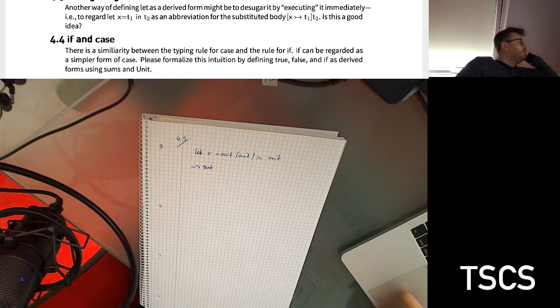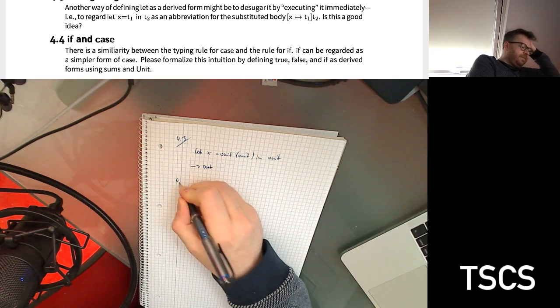Exercise number 4. If and case. There is a similarity between the typing rules for case and the typing rules for if. If can be regarded as a simpler form of case. Now the idea was to formalize this integration, to define true and false and if as derived forms using sums and unit. Good. How do we do that?